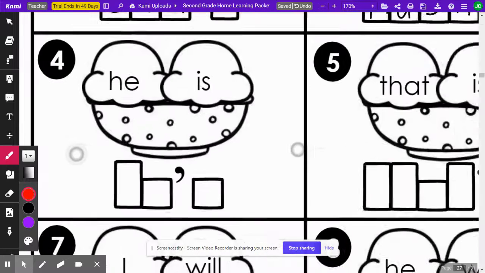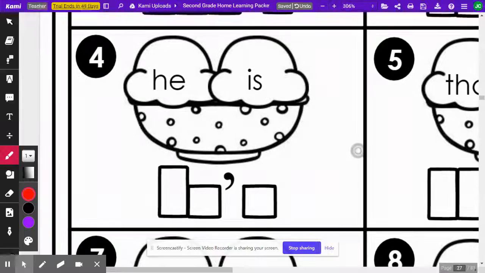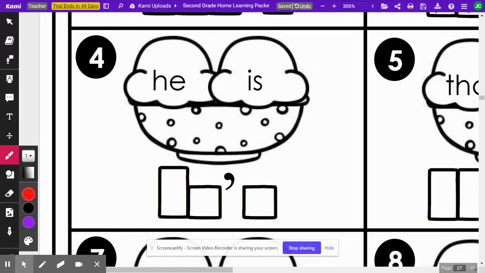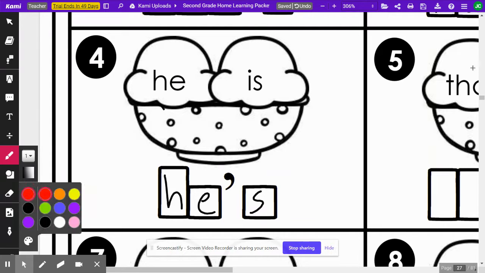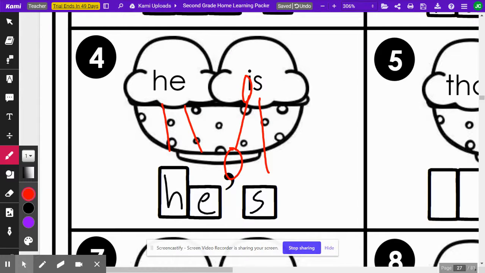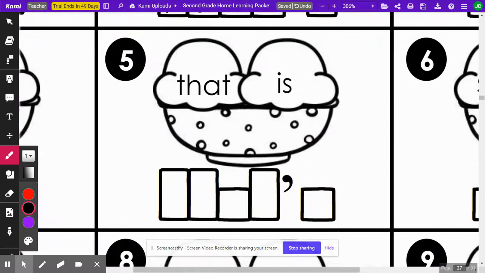He is becomes he's. Excuse me, my computer is being a little slow. He's. The H comes here. So you can see the H comes down. The E comes down. The I has been replaced with a contraction. And the S comes down. Number 5. That is. That's a good idea.